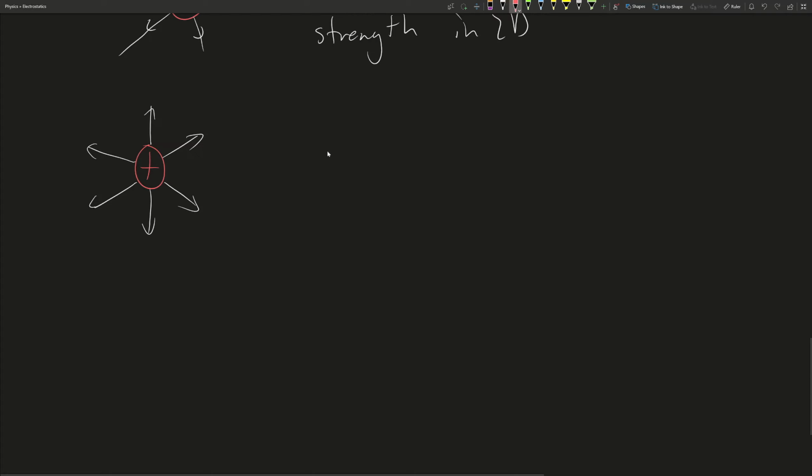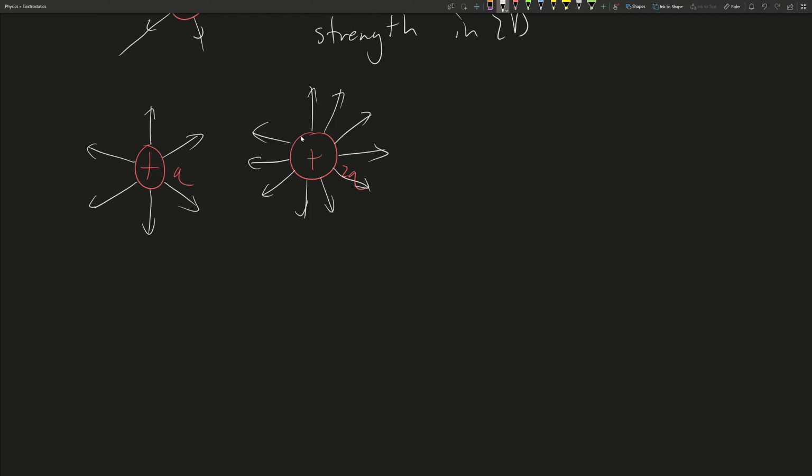Now, like I said before, the density indicates the strength of this field. So if you have a charge here that's like Q, and then you have a charge here that's like 2Q, you'll know that the density of field lines is going to be greater. So you have more field lines extending from this charge than one with a smaller charge. And so from this greater density, you can see that this charge is greater than this other charge here.